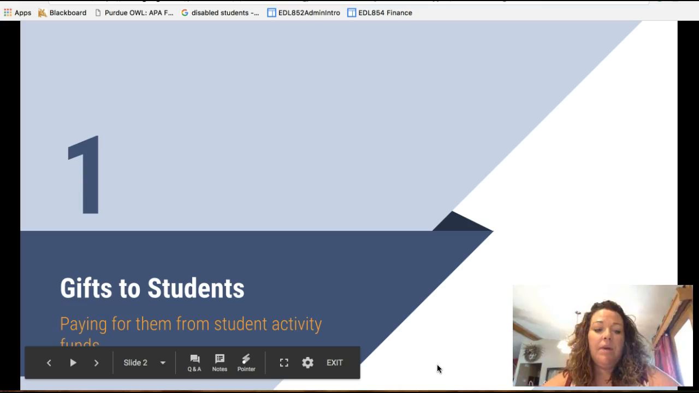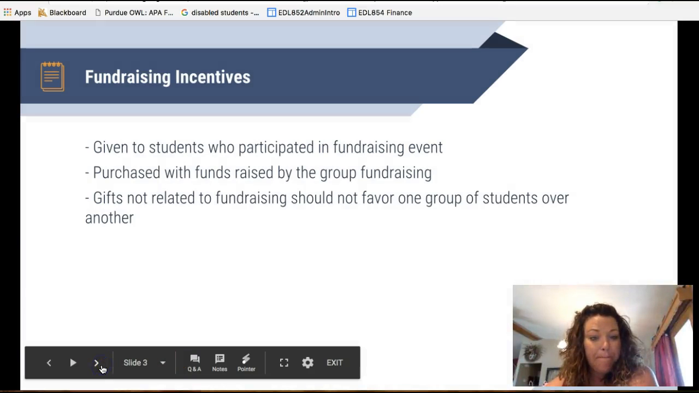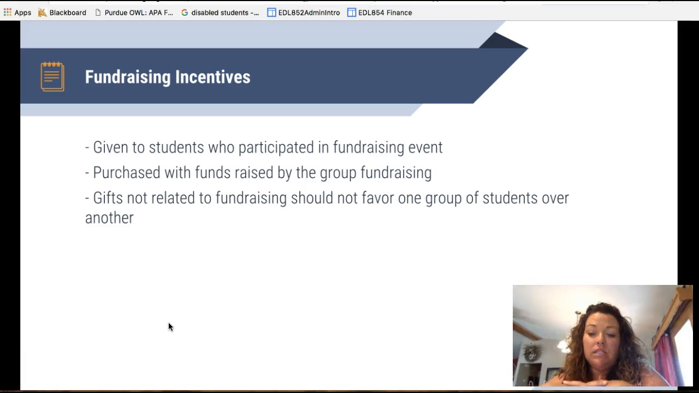First of all, I'm going to talk about gifts to students and paying for them out of student activity funds. Anytime it's a fundraising incentive, you can give those incentives to students who participated in the fundraising event, for example, a top seller award. However, they do need to be purchased by funds raised by the group fundraising.